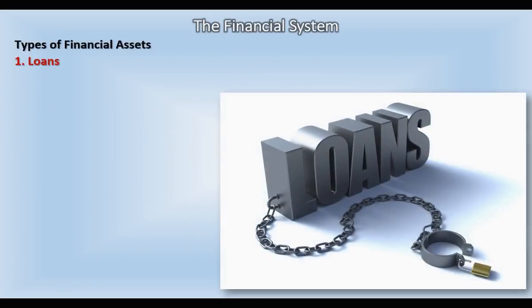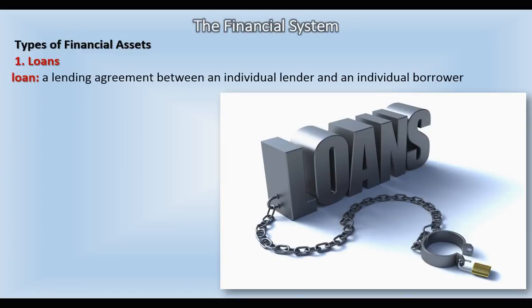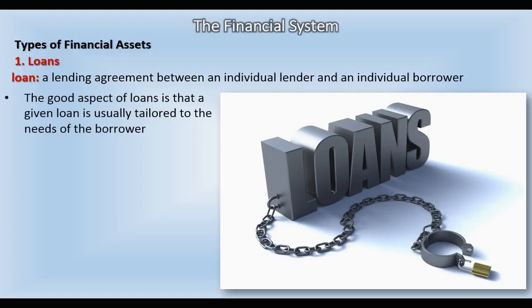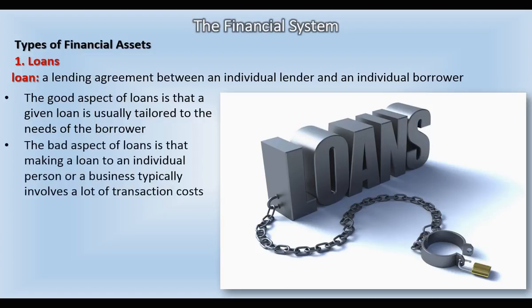All right, let's talk about the four types of financial assets. Again, one is a loan. A loan is a lending agreement between an individual lender and an individual borrower, which you all know. The good aspect of loans is that a given loan is usually tailored to the needs of the borrower. The bad aspect of loans is that making a loan to an individual person or a business typically involves a lot of transaction costs. Right?